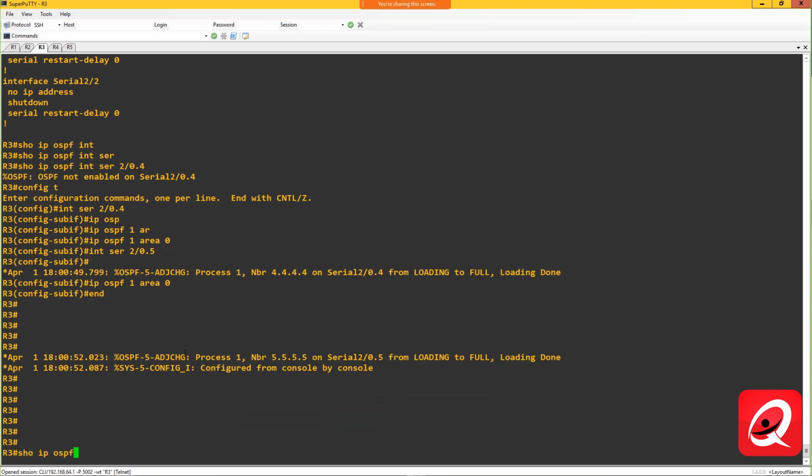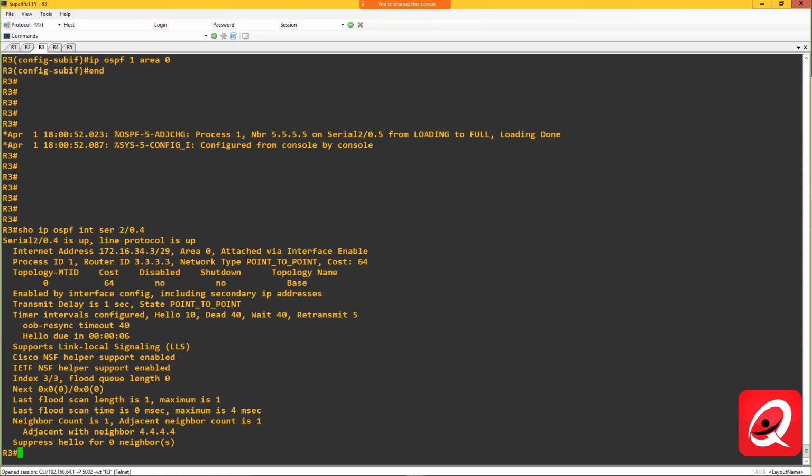So if I do a show ip ospf interface serial 2/0.4, you can see that it's recognizing that interface as point-to-point, no DR/BDR election, hello and dead timers 10 and 40. Okay? Like I said, you guys are probably not going to have to deal with this when you're on the lab, certainly not Frame Relay, but these are some of the considerations that you would have to take into account if you're dealing with other modern technologies, particularly modern VPN technologies like DMVPN and so on.